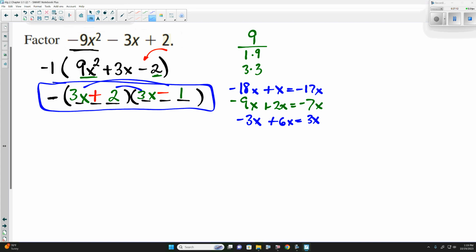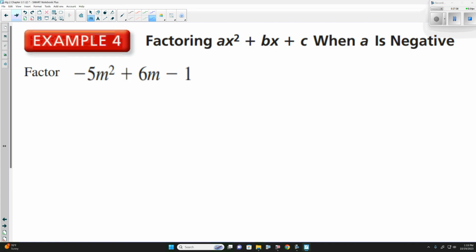Because it's part of our answer. Because we didn't have to write the negative 1, as it's understood, the 1 is understood to be there. So we can just write it as negative parentheses. Yeah, because negative 1 parentheses is the same as just negative parentheses. That's a good question. Any other questions on this here? Okay.